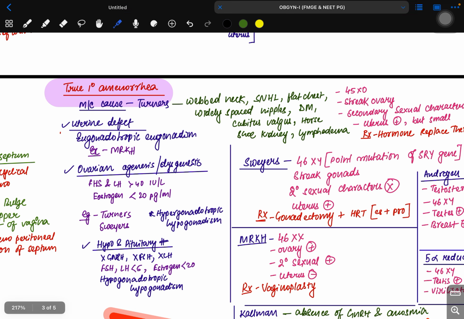Also the other causes may be uterine defects. For true primary amenorrhea, there can be uterine defects, which is known as eugonadotropic eugonadism, for example MRKH. Then there can be ovarian defects like ovarian agenesis or dysgenesis. Here the FSH, sorry, it is FSH, and LH levels will be more than 40 international units per liter. The estrogen will be less than 20 picograms per ml, and the example will be Turner's and Swyer. It is also known as hypergonadotropic hypogonadism. Let me correct this. It's FSH.